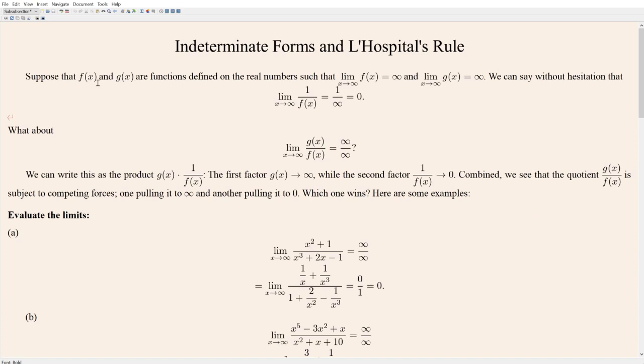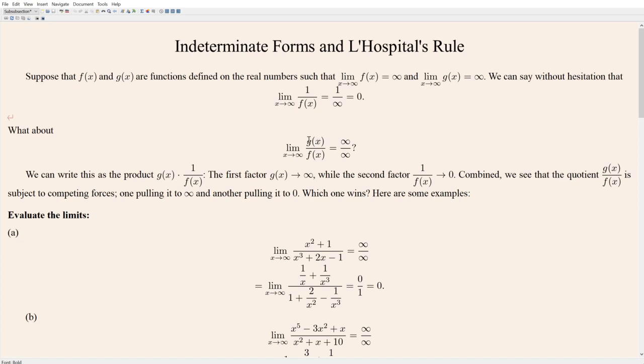So suppose that f and g are functions defined on the real numbers with the property that the limit as x goes to infinity of f is infinite, and the limit as x goes to infinity of g is also infinite. In this sort of situation, we can say without hesitation that the limit as x goes to infinity of 1 over f is going to be, well, 1 over a rapidly growing number, which is going to limit itself at 0. So we can abbreviate that just by saying that 1 over infinity is 0.